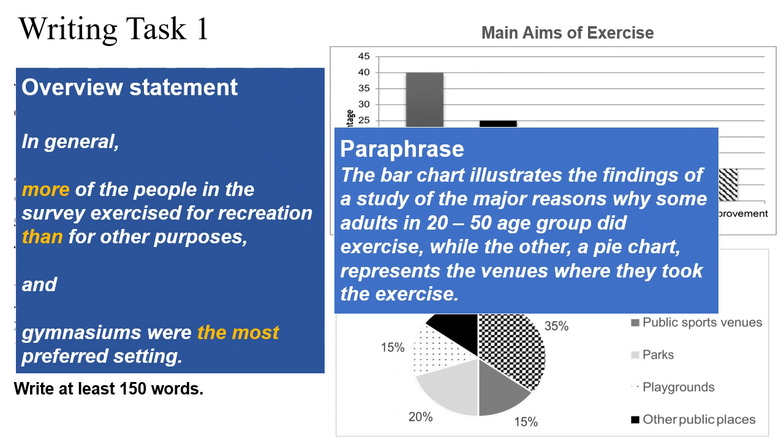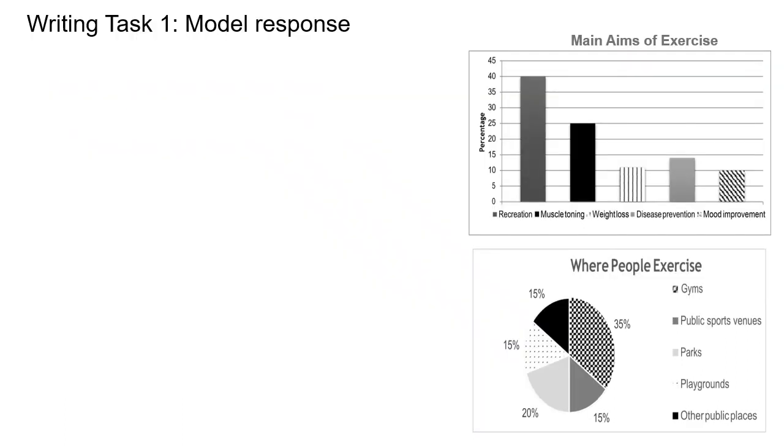Finally, let us look at the model response to this task as provided by the British Council in the next clip. In this clip, we will see how all the pieces come together to produce a Band 9 response to Academic Writing Task 1. The pieces that I talk about are the paraphrase of the task description, the overview statement, and the subsequent paragraphs that should hold the details.